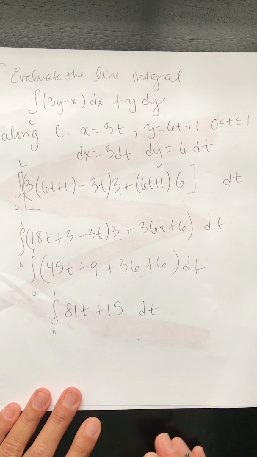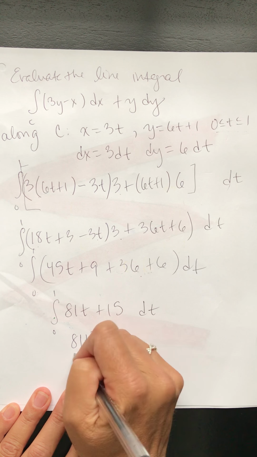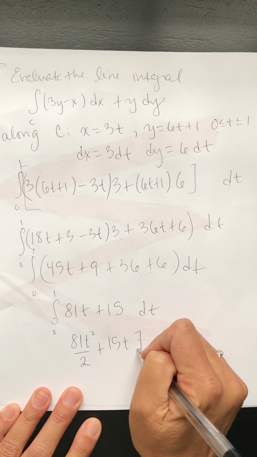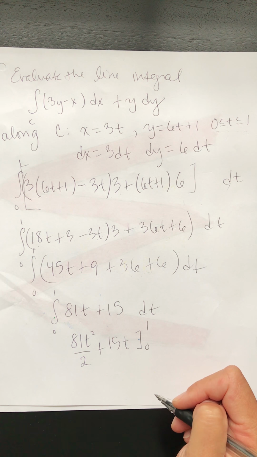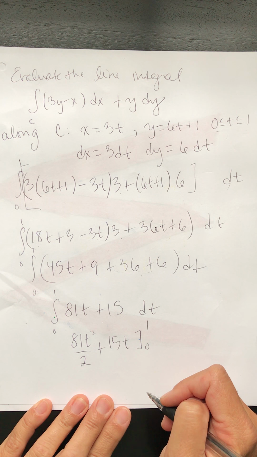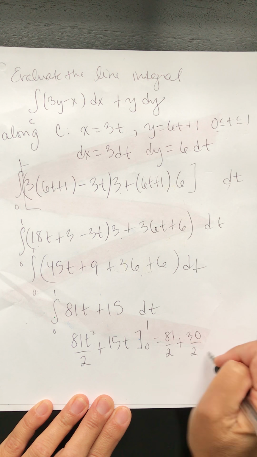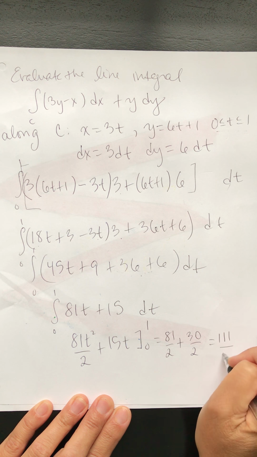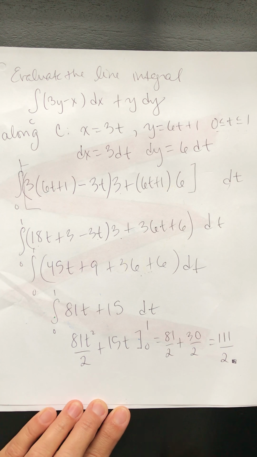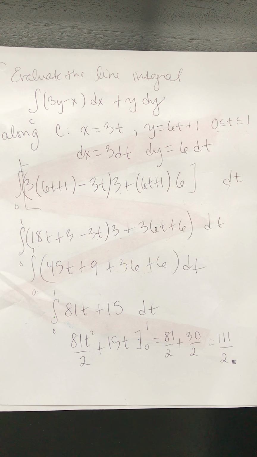Easiest integral ever. So I get 81t squared over 2 plus 15t, and I evaluate that from 0 to 1. And I get 81 over 2 plus 15, so 81 over 2 plus 30 over 2 is 111 over 2. So the differential form is pretty easy to work with. It's just another way we can write that, and we can go ahead and solve it out. So please read section 15.2 in your book. There's a great example of work in space, and you can get started on your homework.